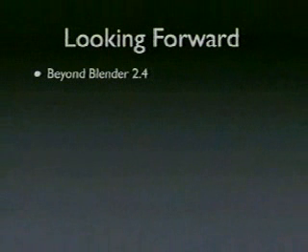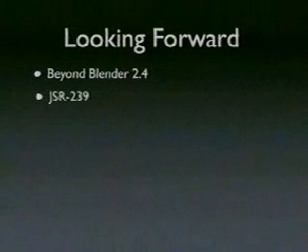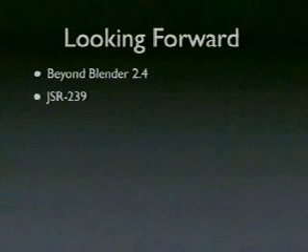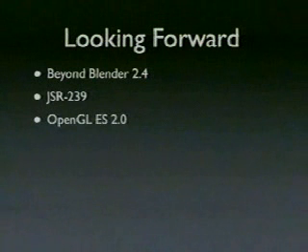JSR 239 is very exciting. It's direct bindings for OpenGL. The biggest flaw with JSR 184 is that it sits on top of OpenGL, but it abstracts it, so it's not direct method calls. It's doing all software rendering. It's quite terrible, but it does get the job done. So JSR 239 and OpenGL ES 2.0 is coming out with full pixel shaders and a lot of really nice features, and I'll get back to that one in a sec.